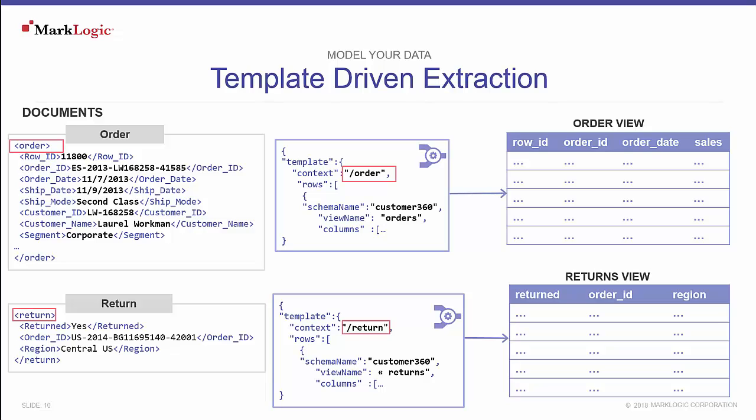It defines a context, the root path of all the documents that are involved in this view. Then, for each column in the view, it defines a column name, data type, and a path to the data inside the documents. There is no physical extraction, copying, or changes to the underlying documents. Instead, a row index is generated for you to query using SQL or the Optic API.